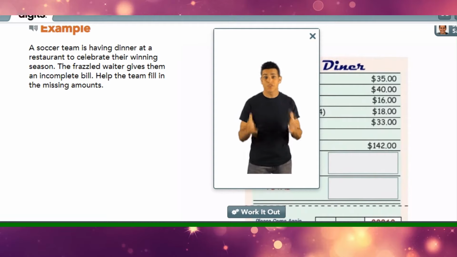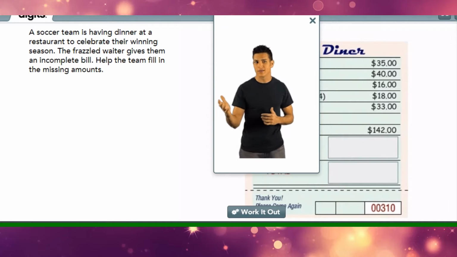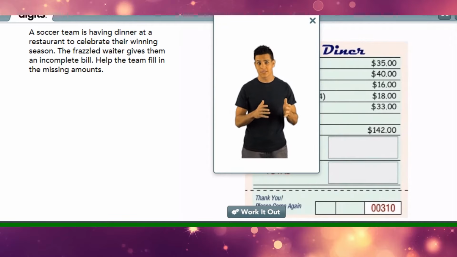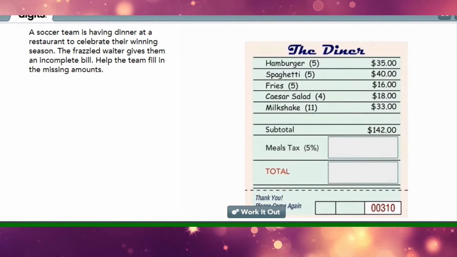The tax rate varies from state to state. Some states have a 0% tax rate, others have an 8.25% tax rate. Savvy travelers are aware of the different tax rates as they travel around the United States, so they can plan their expenses. This is a two-step problem. The first step is to figure out the meals tax, and then the second step is to figure out the total. We'll start by using the percent equation.